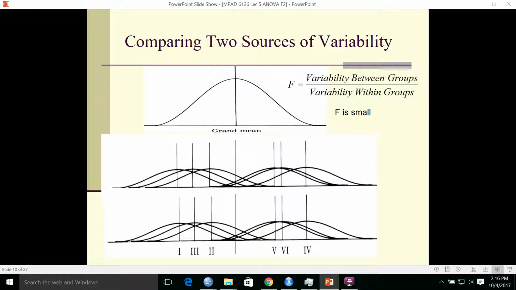Again, to belabor the point about variability between groups and variability within groups, here is the variability between the groups. It is the same amount of variability between the groups, but there is much wider variability within the groups. And so in this case, the F would be much smaller because the denominator is larger relative to the numerator. So it's less likely that we would be able to reject the null hypothesis that there is no difference.